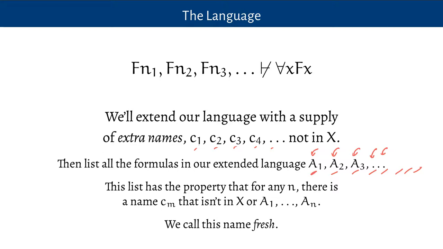And so that means that wherever I am in this list of formulas, I will never have used all of these names up. This list has got this property that for any number n in this process of constructing formulas in my language, there's going to be a name, Cm, somewhere in this collection of new names, which is not in my original set. In fact, these names were never in my original set, but is also not in the first n formulas that I've considered so far in my list. We call that name fresh. It's a new name, a name which has never been used before.